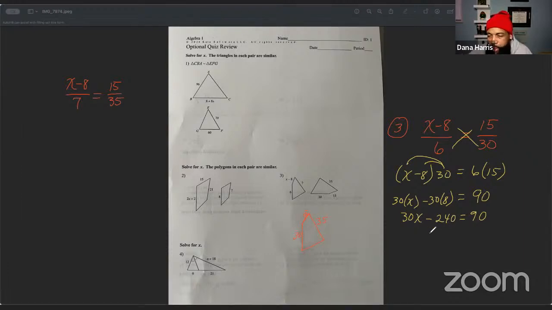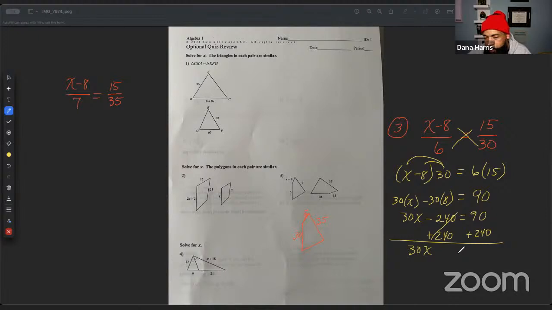I want to get this minus 240 over on the right side because that's its family. So the opposite of subtracting 240 is adding 240. Those cancel out. I bring down my 30x. Now I have 90 plus 240 is 330. And then I divide both sides by 30. And I get x is equal to, boom, 11.